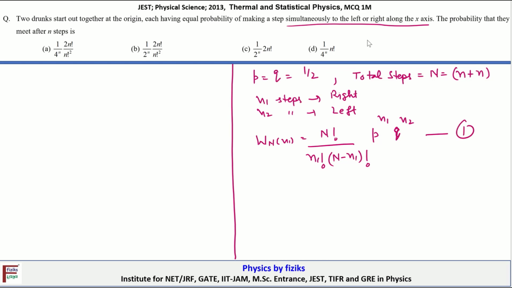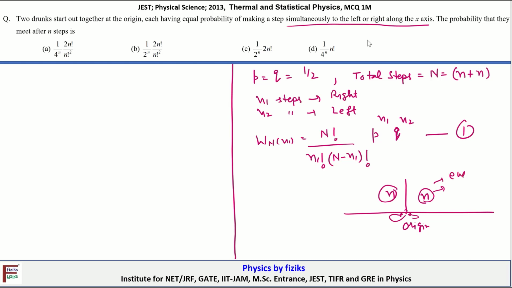Now here, according to the situation, we have two persons starting their journey from a fixed origin, and each of them is taking n steps. It's not necessary that they move in a particular direction, right or left, but the point is that after making n steps, each person is supposed to be at the same position here. This is only possible when n, the number of steps taken by the individual random walker, is even.